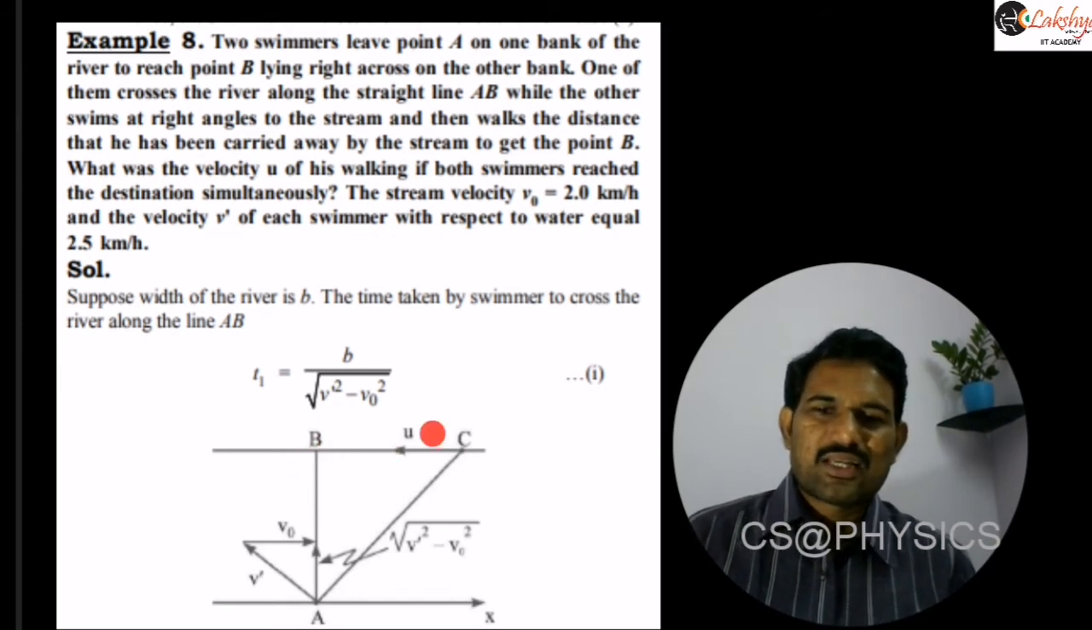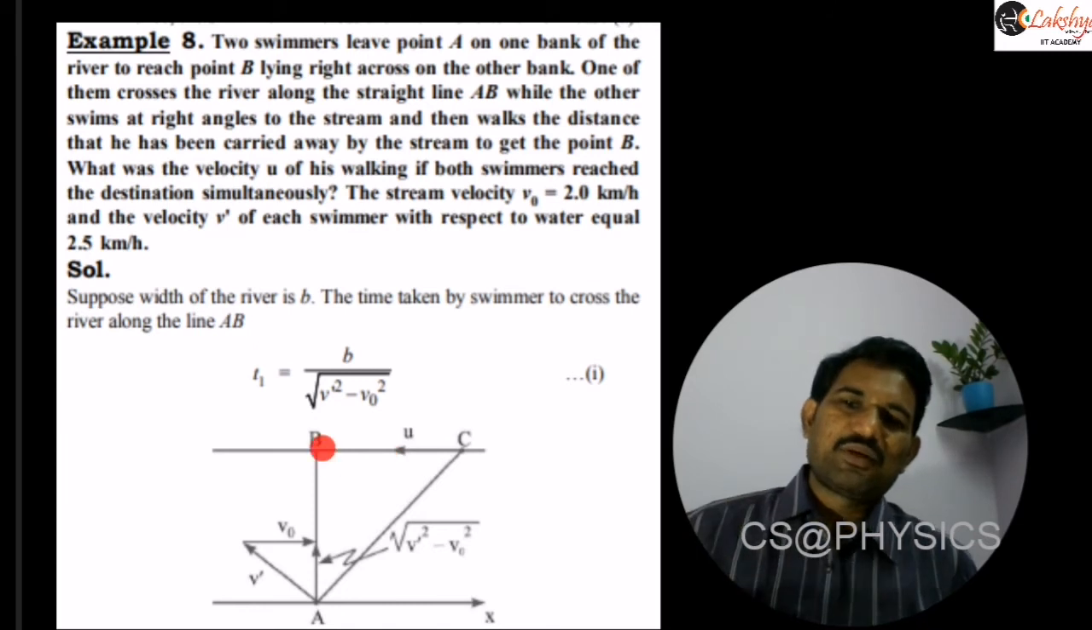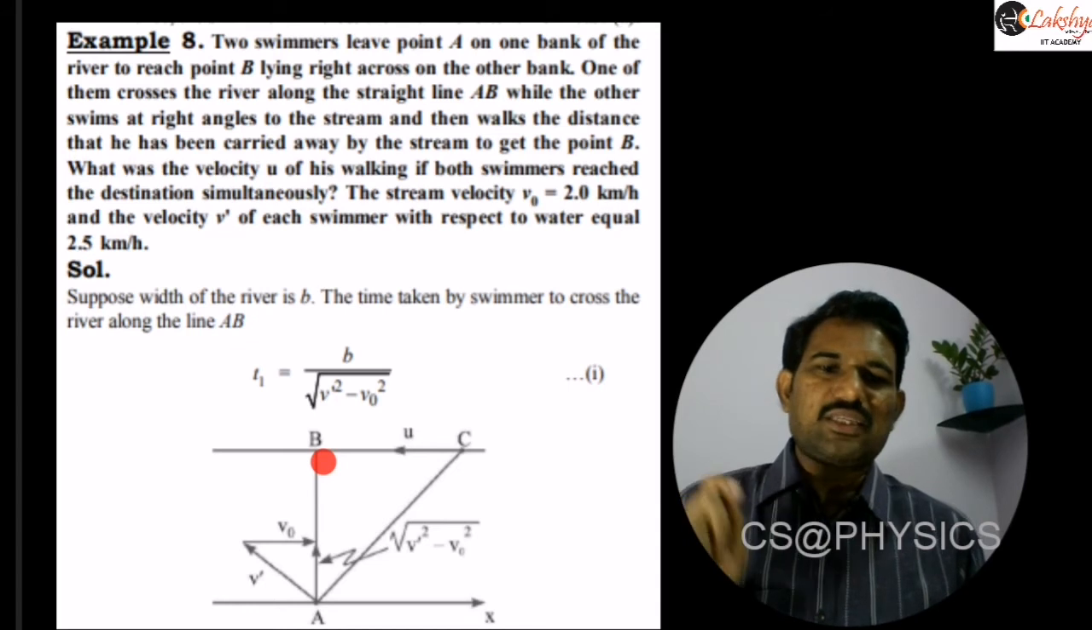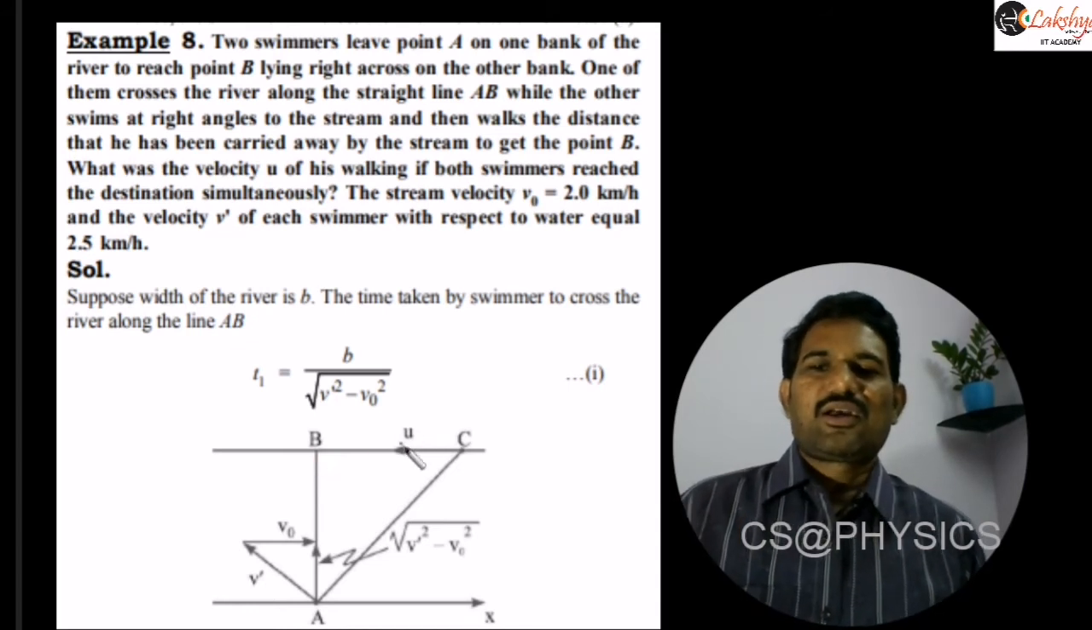So they are asking with what velocity this person should walk or run this distance so that both persons reach that point B simultaneously. That means both are reaching that point at the same time. That is the condition given here.